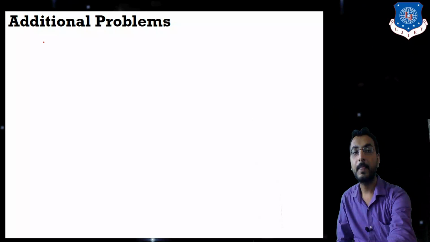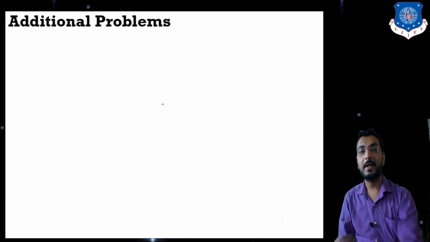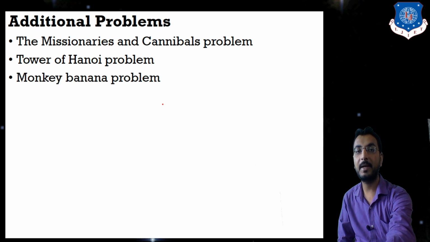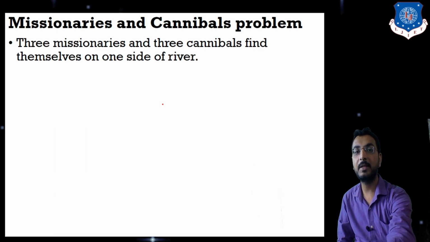Now next we are going to start with the additional problems. In additional problems, the first problem we will study is the missionaries and cannibals problem. Second is the Tower of Hanoi problem, and last is the monkey banana problem. So we will study these 3 problems. Let us start with the first problem, the missionaries and cannibals problem.